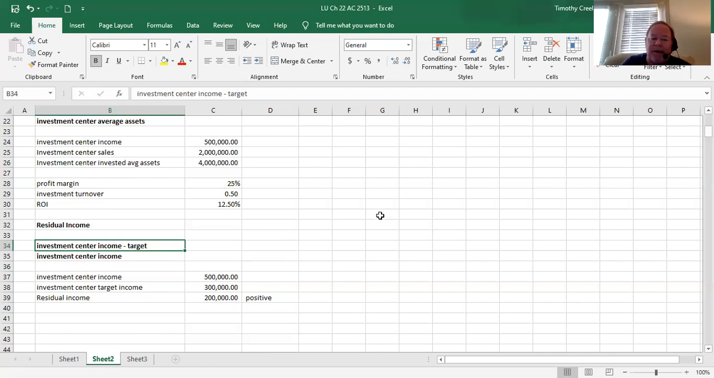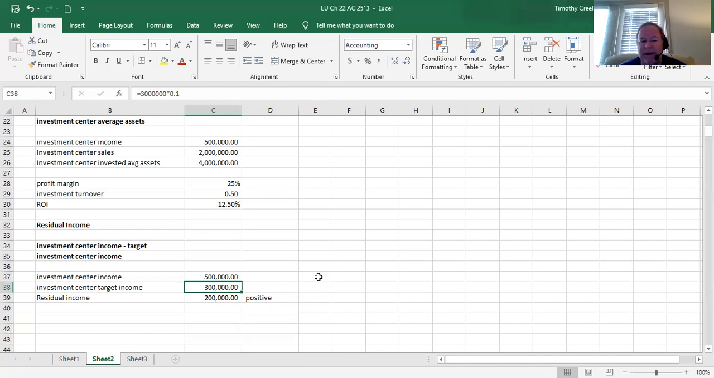Now, let's look at an example of it. Let's say that our investment center income was 500,000. And let's say that our investment center target income, let's say that we decide to make it 10% of sales. So we figure that 10% of sales is going to be our target income. And let's say that our sales were 3 million. So we took 10% of 3 million. We came up with 300,000. So our investment center income minus our target center income, which is 300,000, gives us residual income of 200,000.